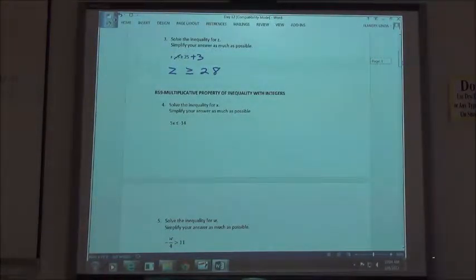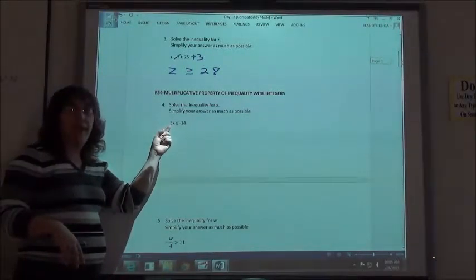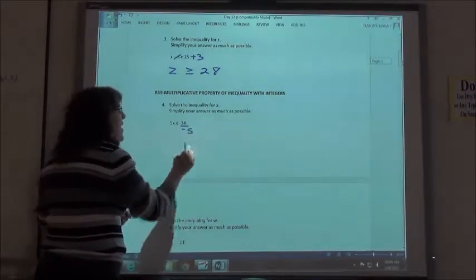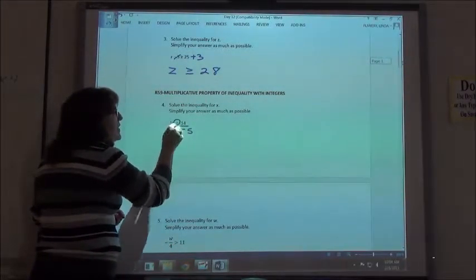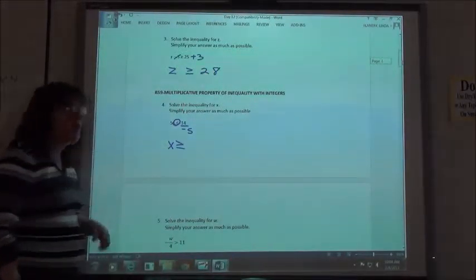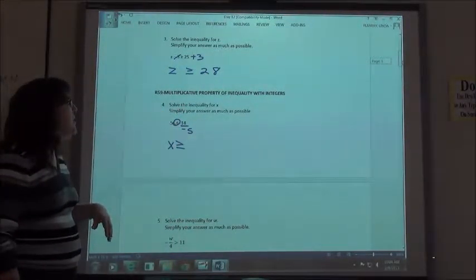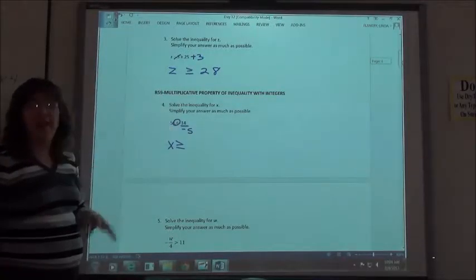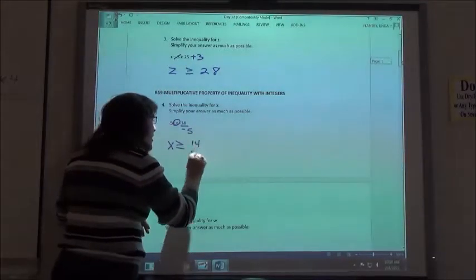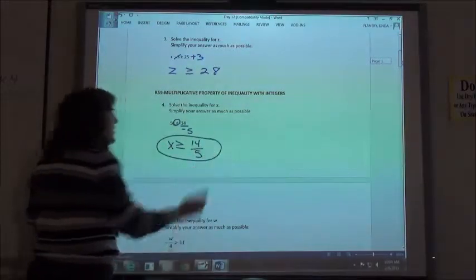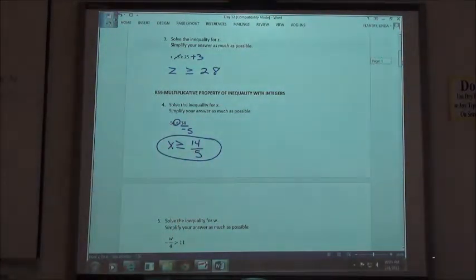Now once we get to 4, 5, and 6, now we have to remember that rule for multiplying and dividing. If you multiply or divide by a negative number, which means your coefficient is negative, then you have to flip your inequality sign. So on this first one, in order to solve it, I have to divide by negative 5. Since I'm dividing by a negative 5, my inequality sign is going to flip and be greater than or equal to. Then I simplify the other side as much as possible. In this case, I've got a negative over a negative, so it becomes positive, but I really can't do anything with the 14/5. So x is greater than or equal to 14/5.